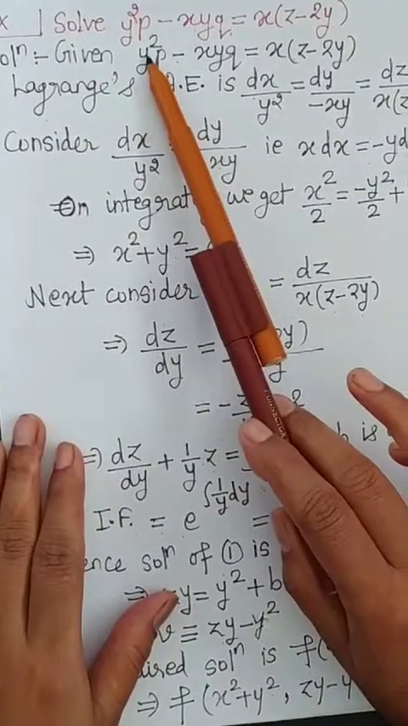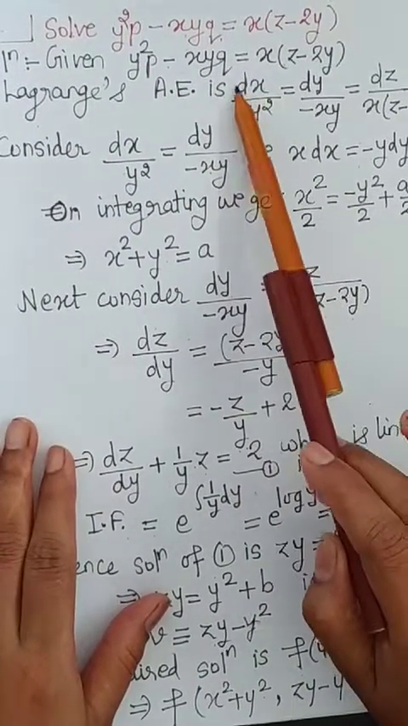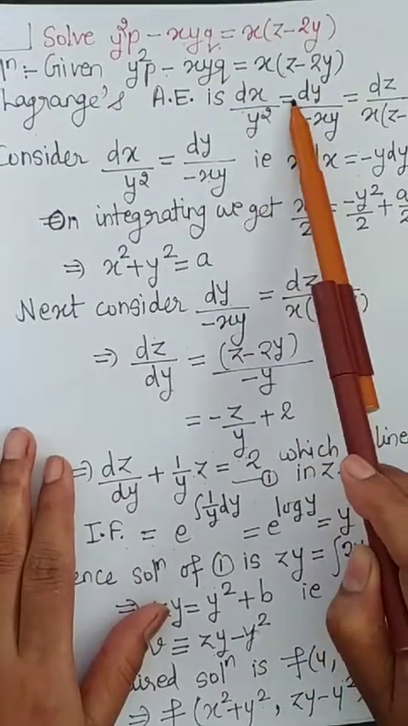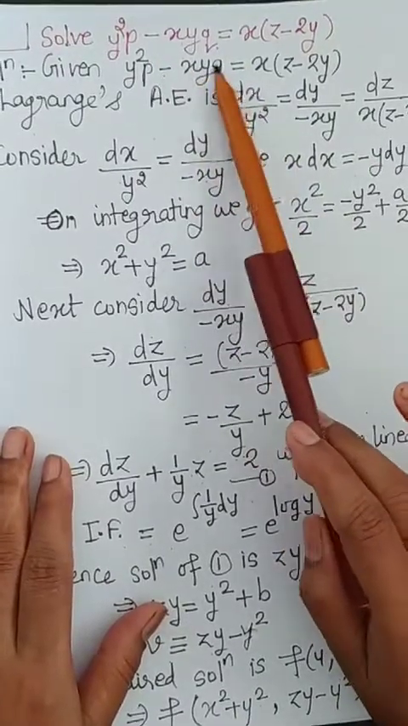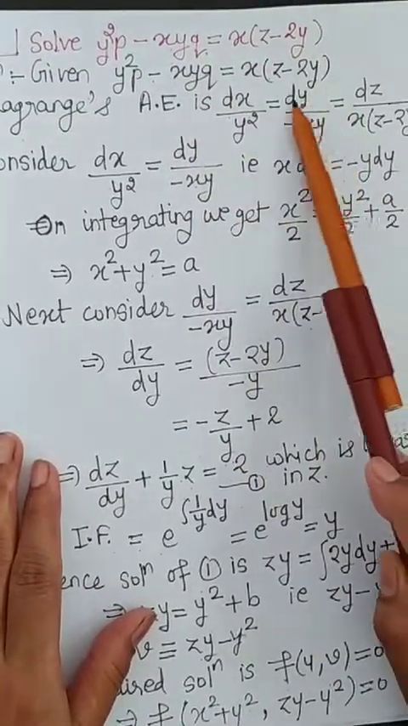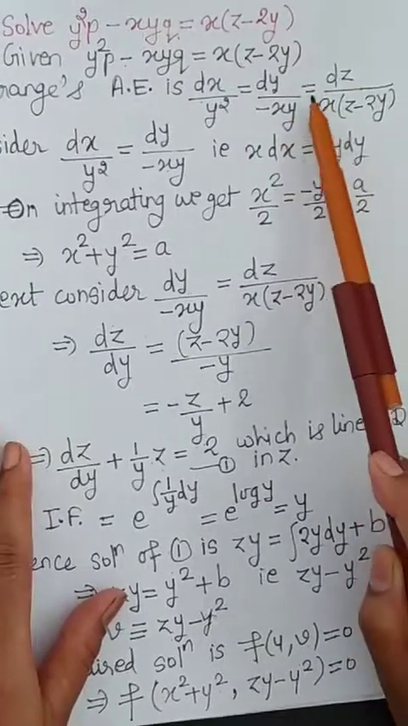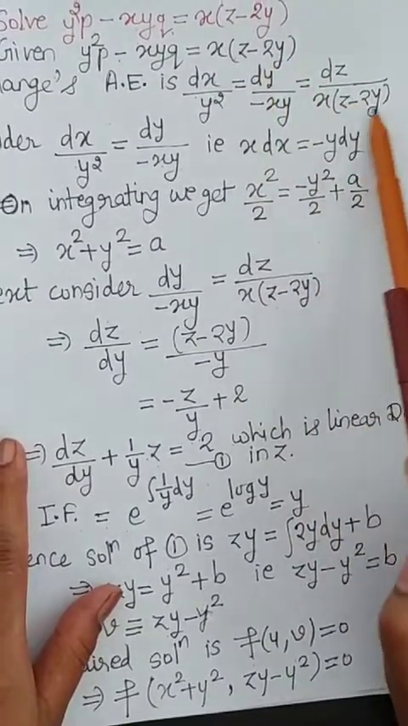Now here, what is capital P? y square. So therefore dx by y square equal to, what is capital Q? The coefficient of Q is minus xy. So dy by minus xy equal to dz by the right hand side.